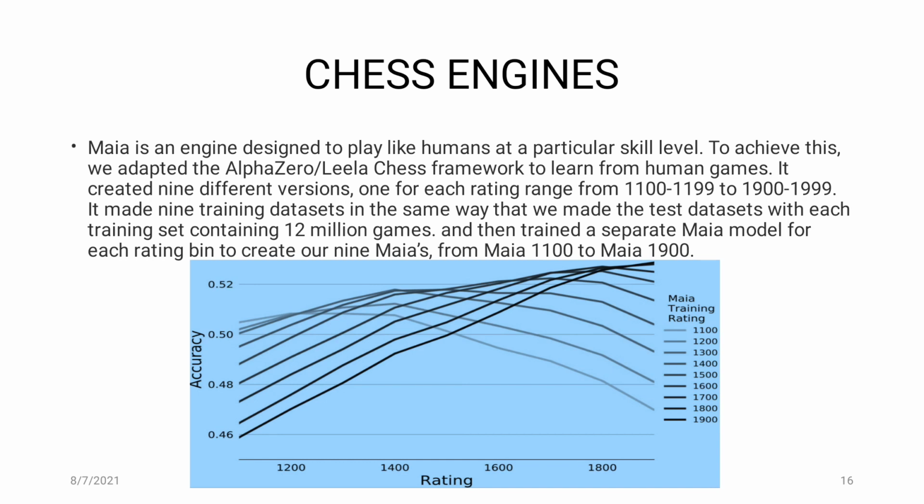We made 9 training data sets in the same way that we made the test data sets, with each training set containing 12 million games, and then trained a separate Maya model for each rating bin to create our 9 Mayas, from Maya 1100 to Maya 1900. We can see the accuracy and the rating, where the accuracy of the prediction increases more and more, and the mistakes made by the engine are relatively very low compared to the other two.